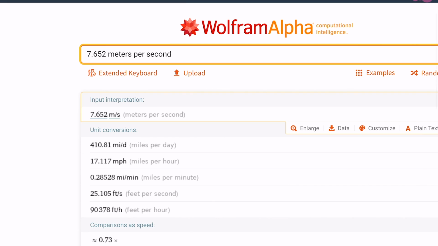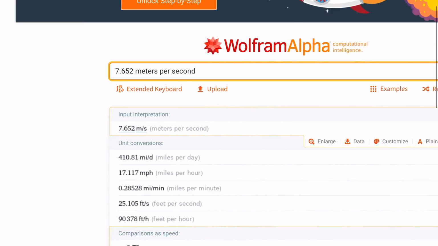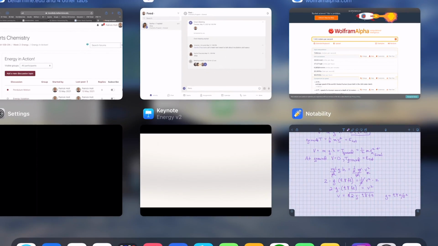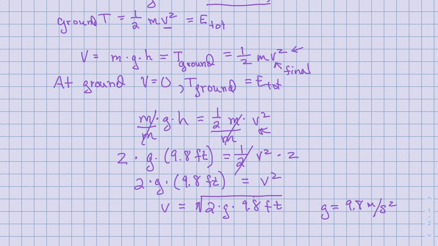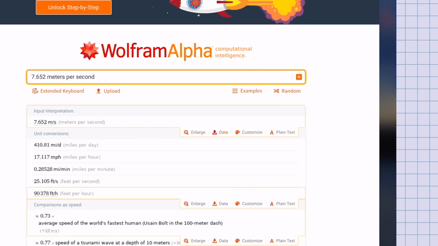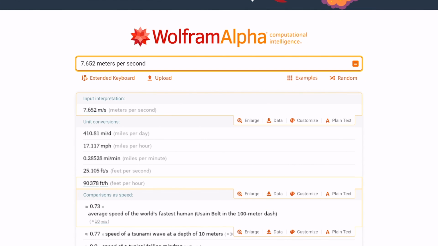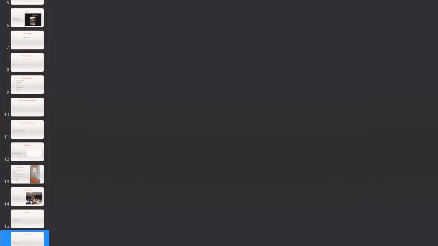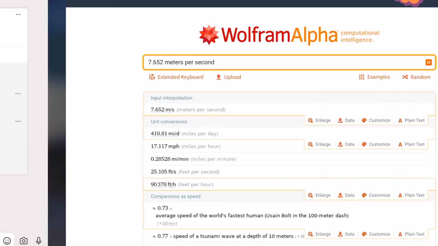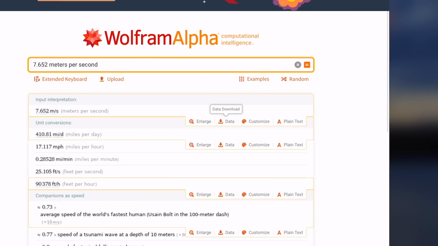Do you want to see what that is in miles per hour? Here it is, 17.117 miles per hour, in case you're interested. So remember, Wolfram will do all those unit conversions for you. So let's go ahead and go back to our particular velocity here. And so we've got our speed as 7.652 meters per second.